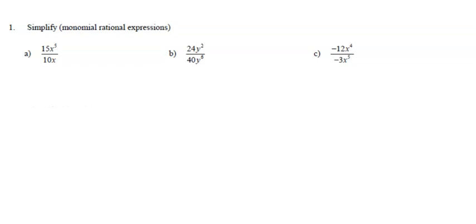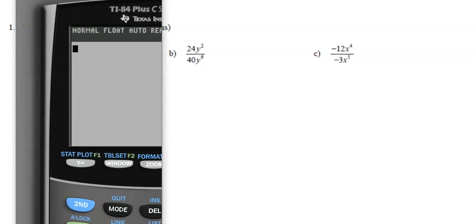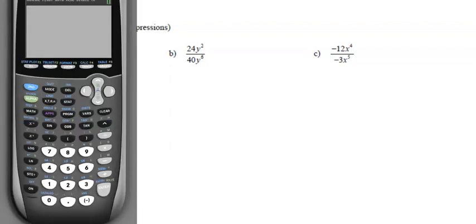Simplify. So if we have monomial rational expressions, if you have numbers, you can simplify them just using your calculator. So strip out the numbers. You can go 15 divided by 10, math, enter, enter. If you like, you can recognize that 5 goes into those. But 15 divided by 10, and if you convert that to a fraction, so math, enter, and then enter again, you get 3 over 2.